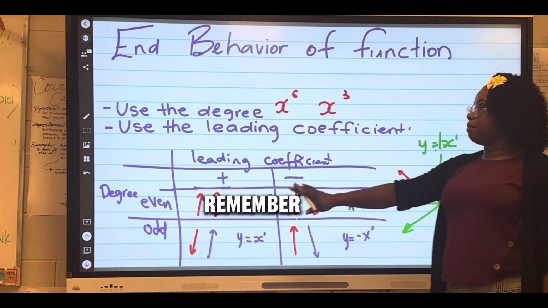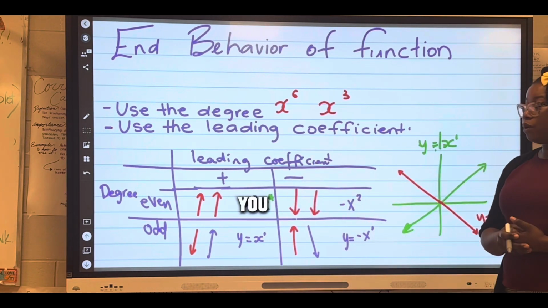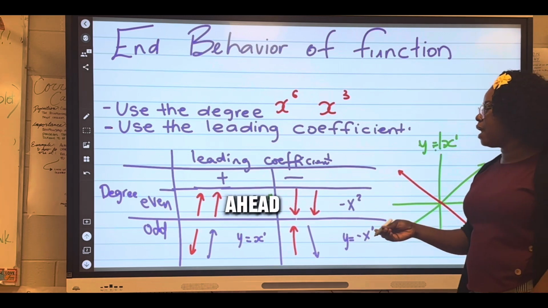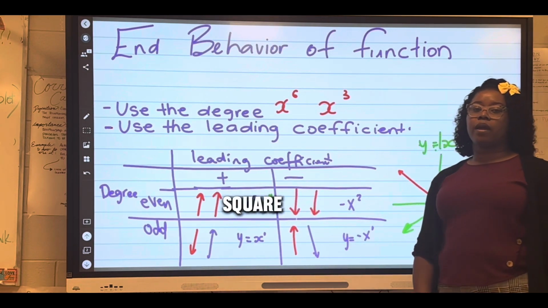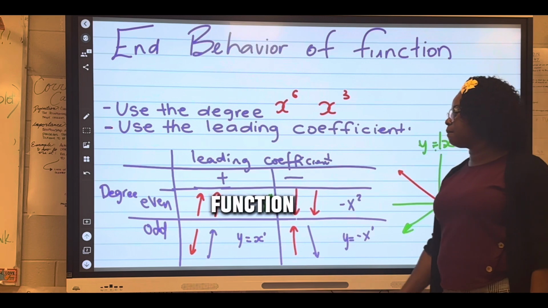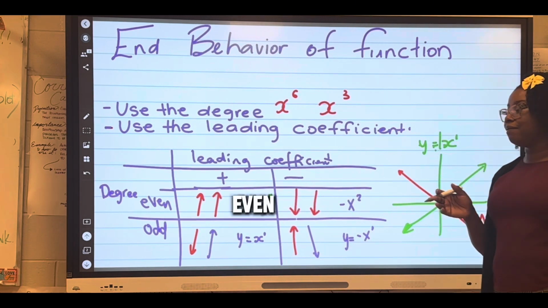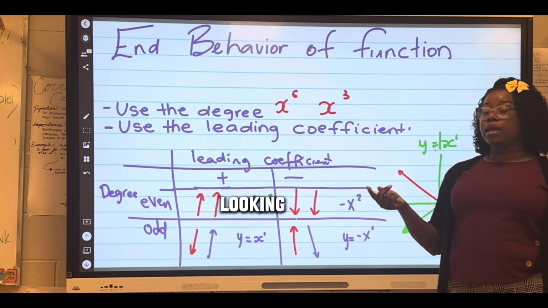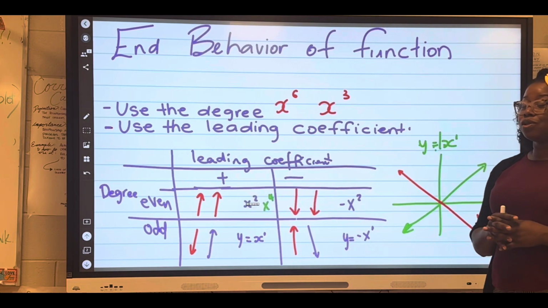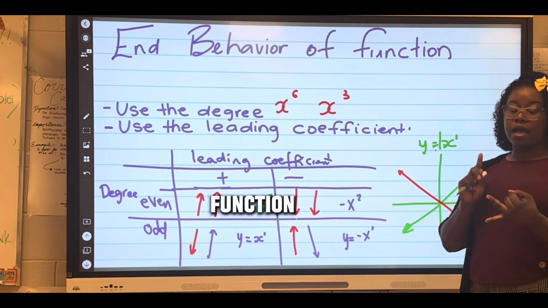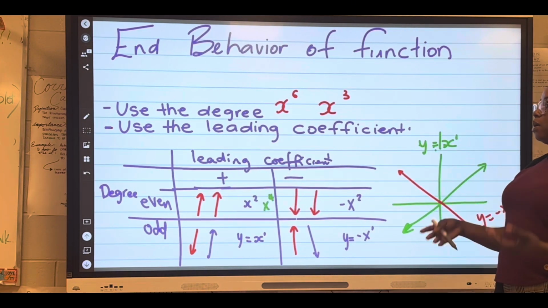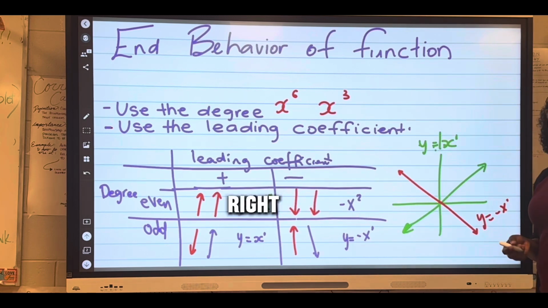If you can remember this table, that will be very good for you. But if you cannot, always go ahead and draw the y equal x squared and the y equal x functions to determine the odd and even and how the graphs are looking. That's the simplest way I can tell you to remember it. Draw the x squared function and y equal x, and you should see them popping up right in front of you.